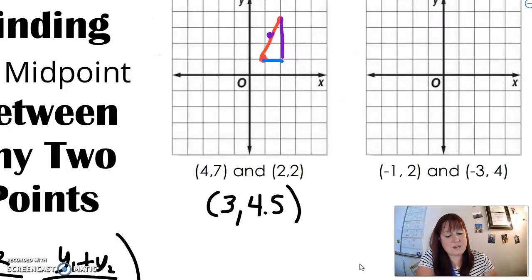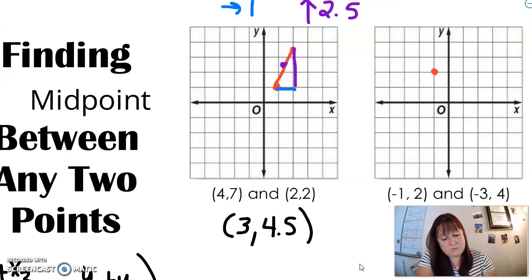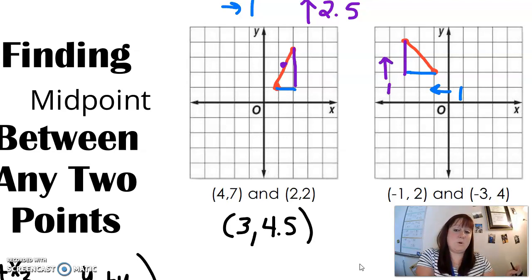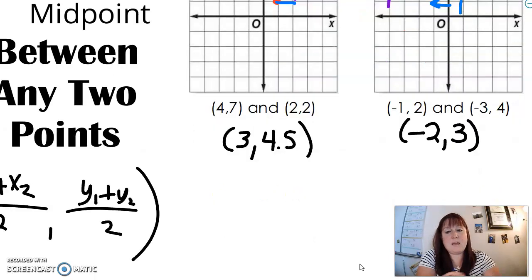So let's look at the same thing here. If I'm going from -1, 2 to -3, 4, what's exactly halfway? Well, I went over 2 and then I went up 2, right? So if I go over 1 and up 1, I'm going to be halfway, right? So to the left 1 from -1 would be -2. And up 1 from there would be 3. So the midpoint, you can't see that behind my head, the midpoint is -2, 3. It's a point halfway in between.